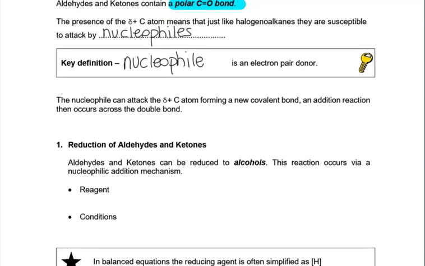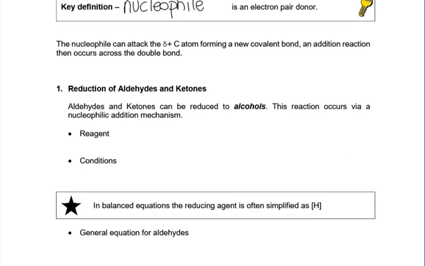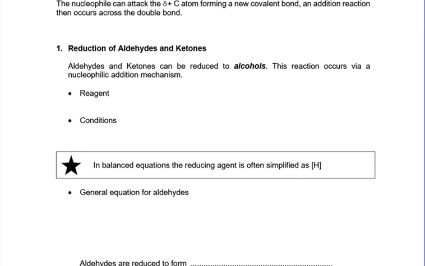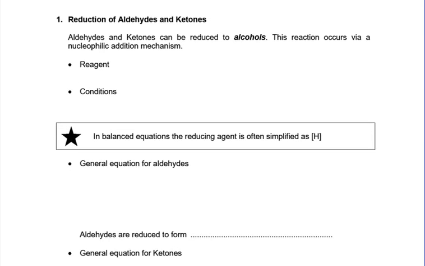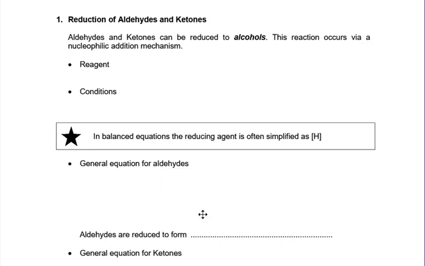So we're going to divide these up into a couple of sections, and in this section we're going to look at the reaction that leads to the reduction of aldehydes and ketones, and we're going to look at the conditions and the reagents that were used to achieve that. So when we reduce aldehydes and ketones, they're going to get reduced to alcohols. A primary alcohol would have come from an aldehyde, and a secondary alcohol would have come from a ketone. It's going to occur via the nucleophilic addition mechanism.